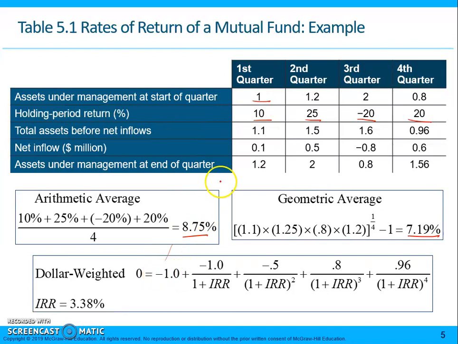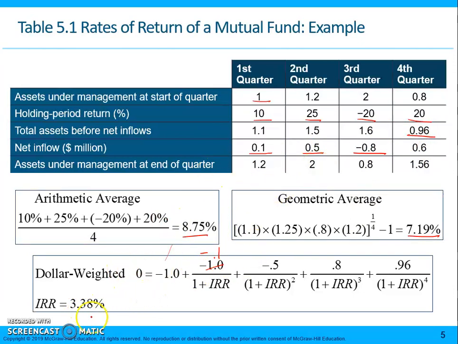That's a -1. This typo has actually been in this book for the last 3 versions. This should be -0.1. That's this number right here. That's an inflow. -0.5, -0.8, and then the ending balance right there. So those are the 4 numbers you'll use to calculate the internal rate of return.